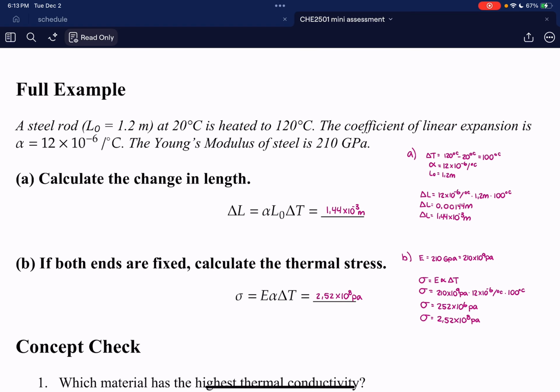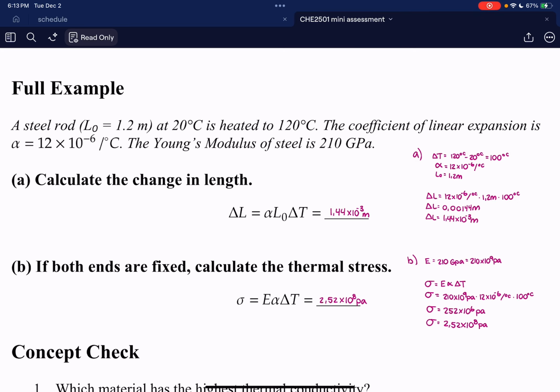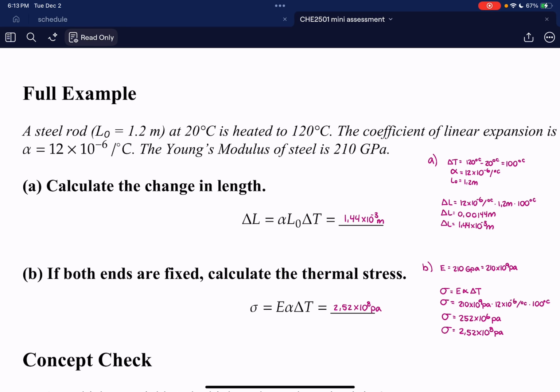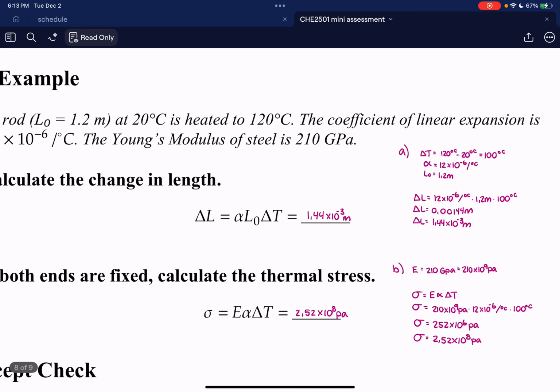Here's a full example. A steel rod with an initial length of 1.2 meters at 20 degrees is heated to 120 degrees. The coefficient of linear expansion is 12 times 10 to the minus 6 per degree Celsius, and the Young's modulus of steel is 210 GPa. So, calculate the change in length. We saw that formula early on.